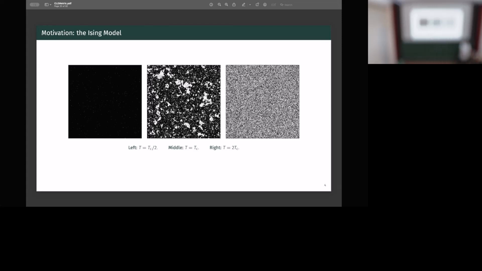So you can see in this case, the Ising configuration has long range order. And above the critical temperature, you can see the correlation decays exponentially. And at the critical temperature, interesting things happen, and this is what we are interested in.